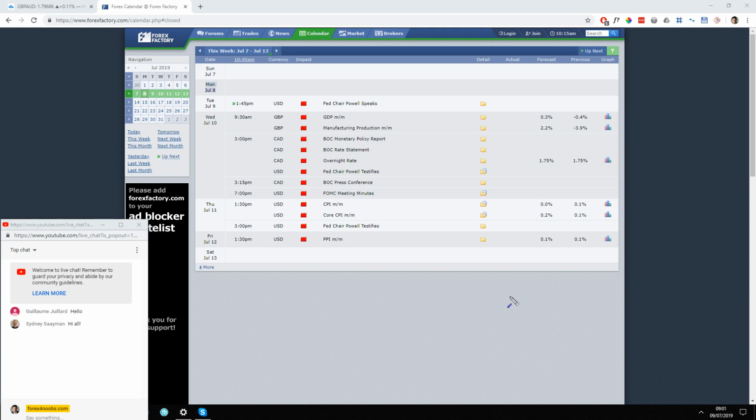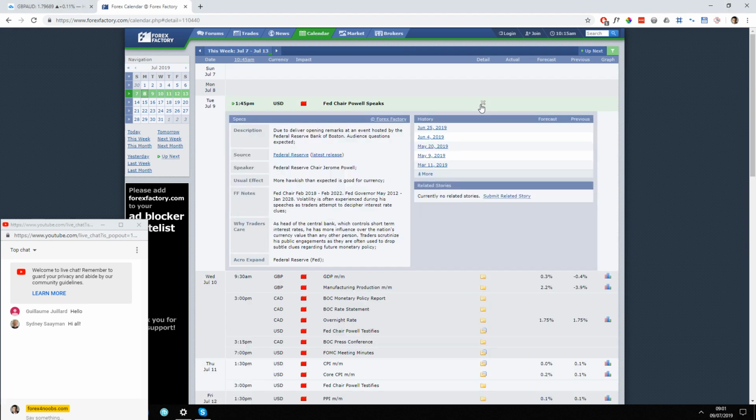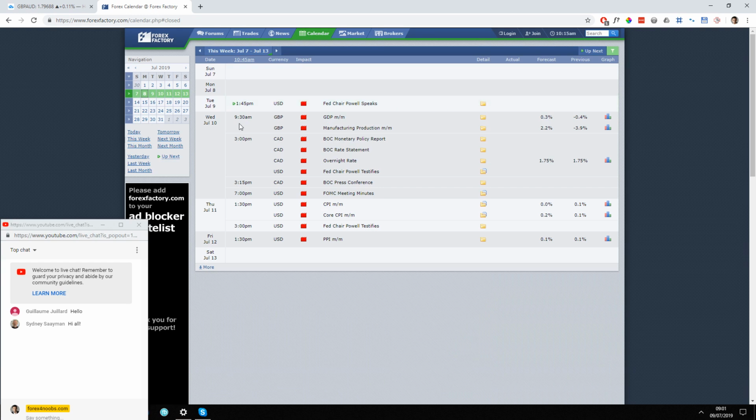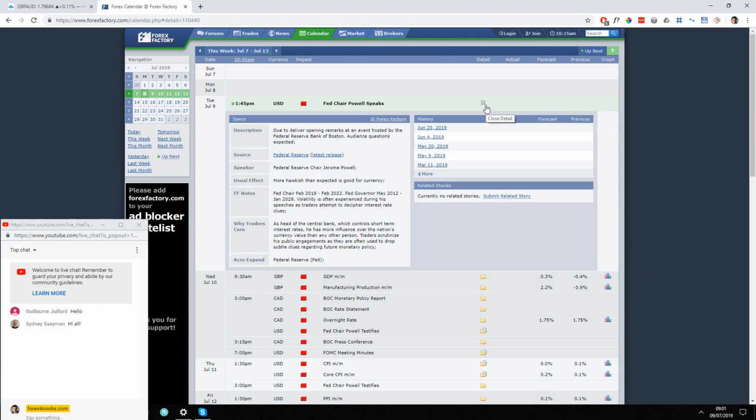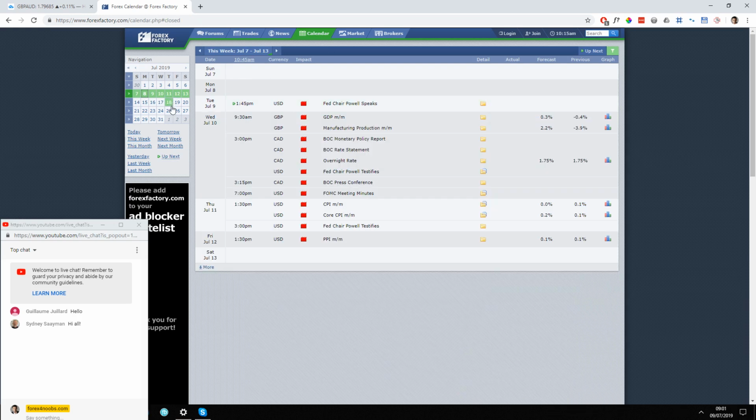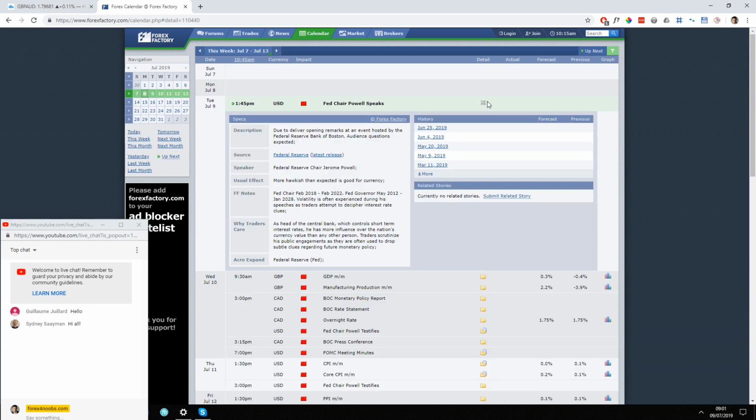Right, here we go. So what do we have today? We have Fed Chairman Powell speaking. That's going to be potentially a big one. As usual, when a speech happens, things can move like crazy. Where is he speaking today? It's just at some event. It could have an effect, but I wouldn't be too worried about this one. It doesn't sound like it's going to be anything majorly important.